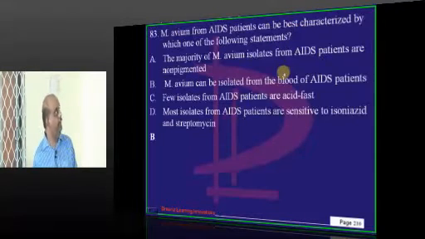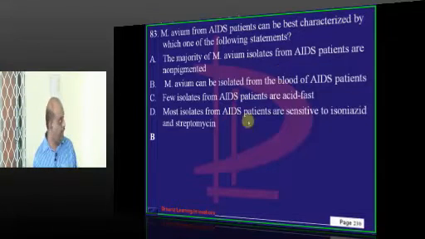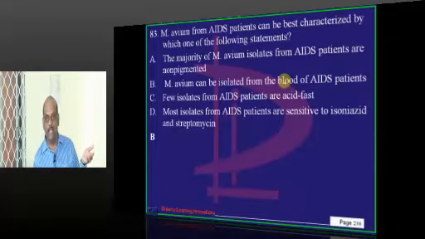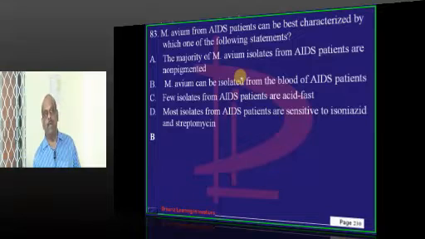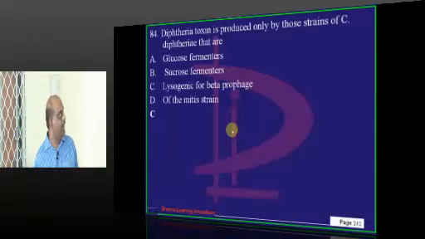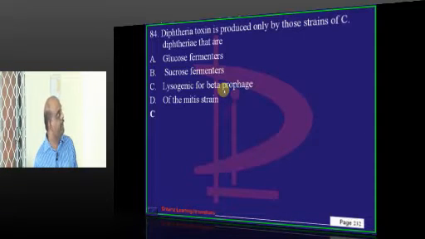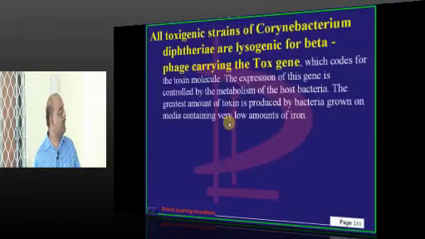Now doctor, Mycobacterium avium, where can you find it? You can find it inside the blood of the HIV positive patients. Majority of them are pigment producers, yellow pigment producers. Mycobacterium avium intracellulare is what needs to be remembered. Diphtheria toxin typically has lysogenic beta prophage, is what needs to be remembered.